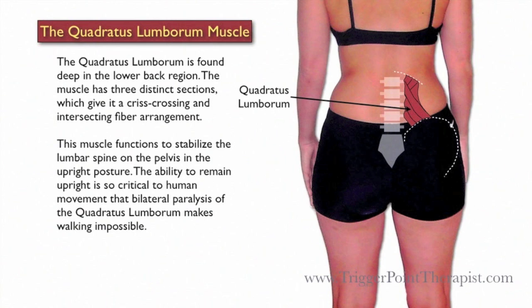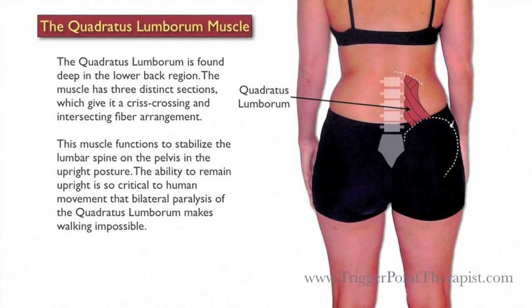The ability to remain upright is so critical to human movement that bilateral paralysis of the QL muscle makes walking virtually impossible.